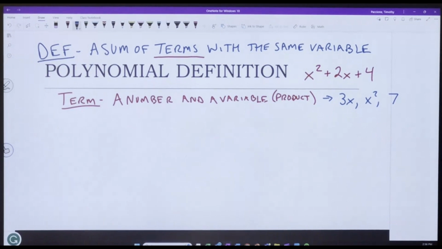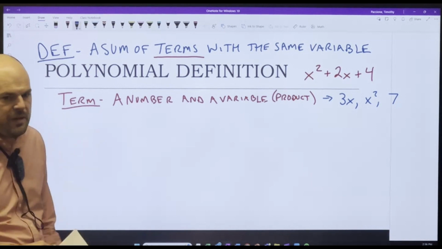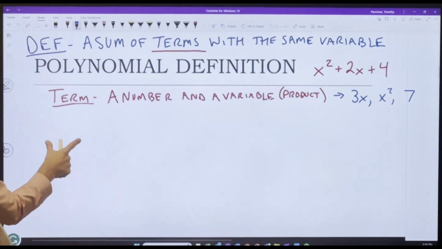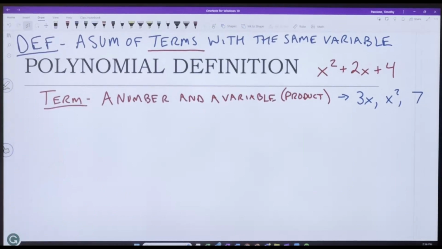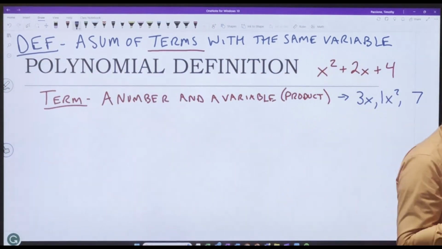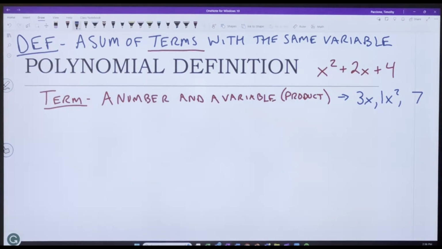Okay? Now, maybe I have an issue with my definition based on the examples I gave you? Yeah. What's your issue? Well, okay, I think I know, but 7. What's wrong with 7? There's no variable. There's no variable. What about x squared? There's no number. So how do we reconcile this? Well, there's a 1 in front of the x squared. And what about with the 7, though? There's no variable.